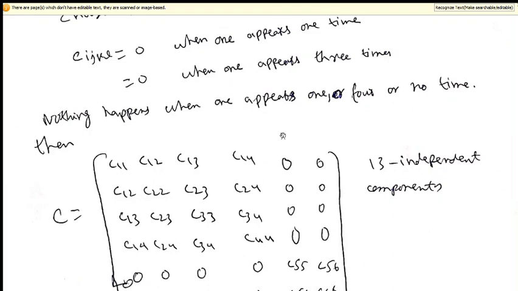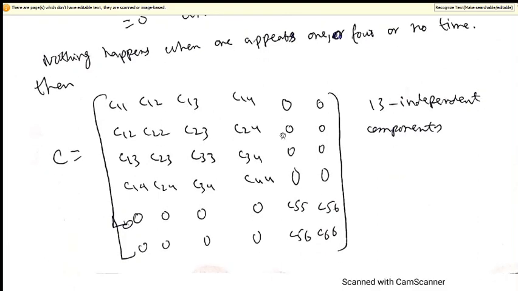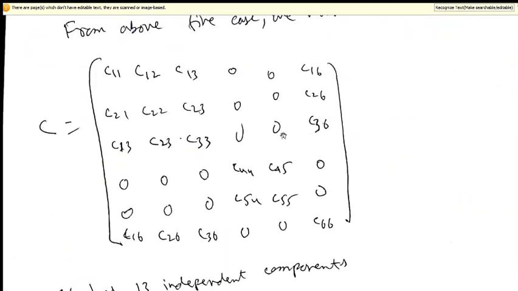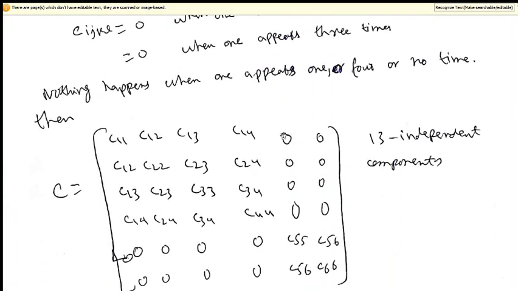Okay, we are here. This is for the case of x1 along a2. That was x2 along a2. We are here. C14, this is 0. C14 is C11, what is 4? 23. So 1 is appearing 2 times, so this would be not equal to 0.